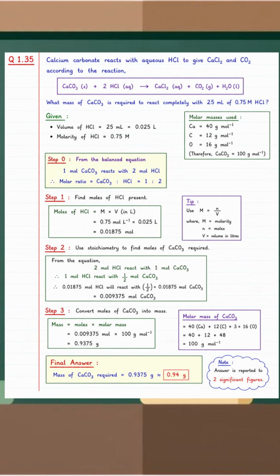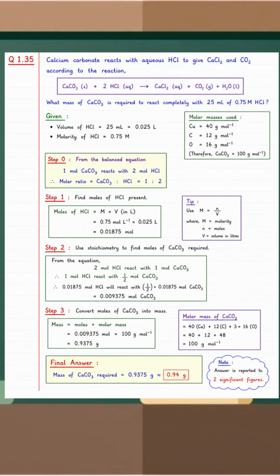Step 3. Convert moles into mass. We use mass equals moles multiplied by molar mass. Molar mass of calcium carbonate is 40 for calcium, 12 for carbon, and 3 times 16 for oxygen. So, total is 100 grams. Now, mass equals 0.009375 multiplied by 100. This gives 0.9375 grams.